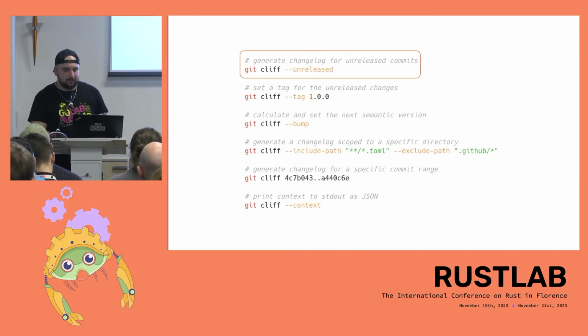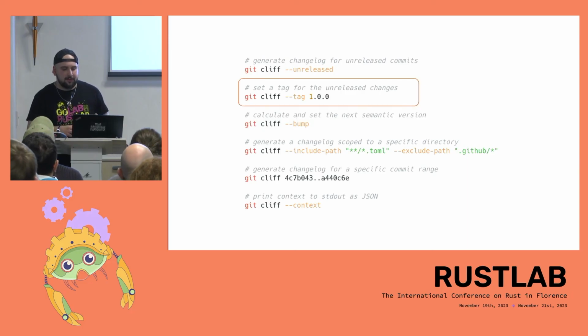First one is using the unreleased flag, which generates a changelog for your unreleased changes. So if you don't want to generate the whole thing, you just give this flag and it gives you the unreleased part. You can set a tag for your unreleased changes. So if you know the tag before you create the tag, you can just use this flag.